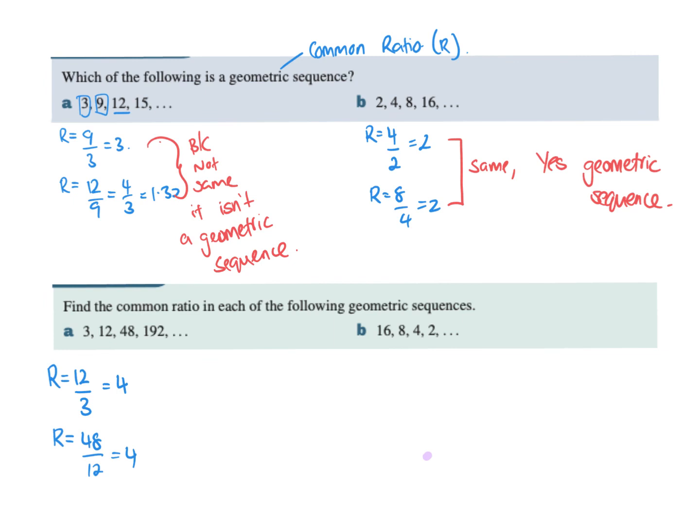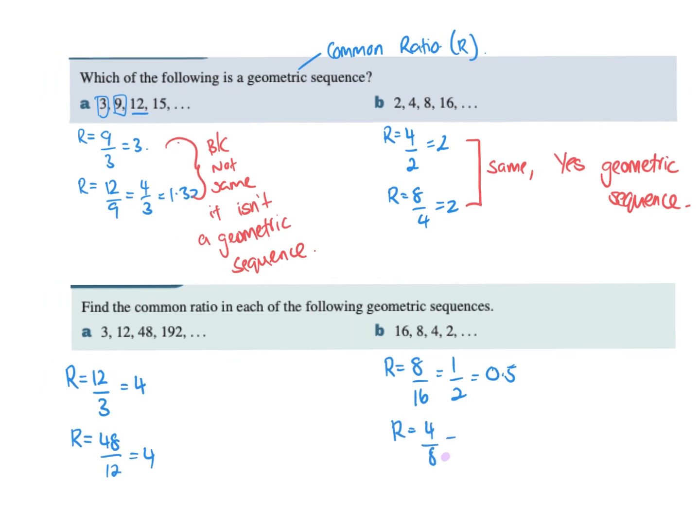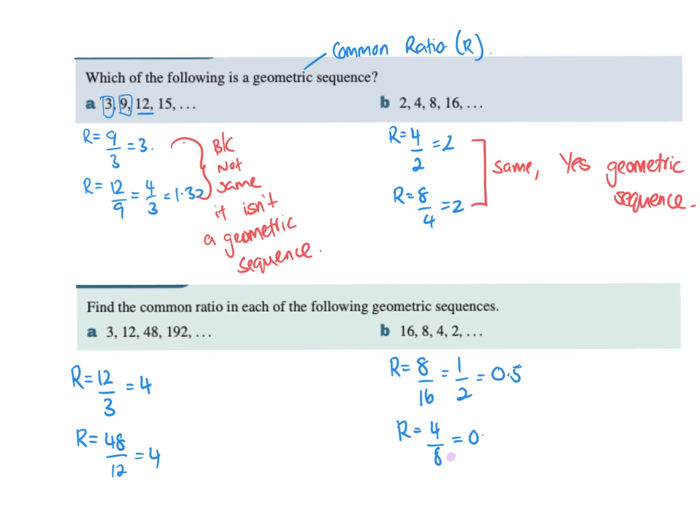All right, so let's have a look at this one. Find the common ratio. I could do 8 divided by 16, so that equals 1 over 2, or a half. You can do them on your calculator. You don't have to work it out in your head. And if you want, you could test another one. If I do 4 over 8, that also equals 0.5.